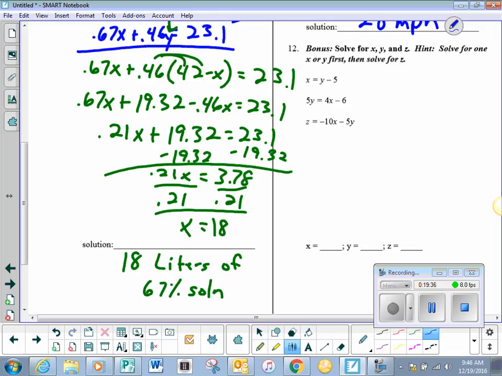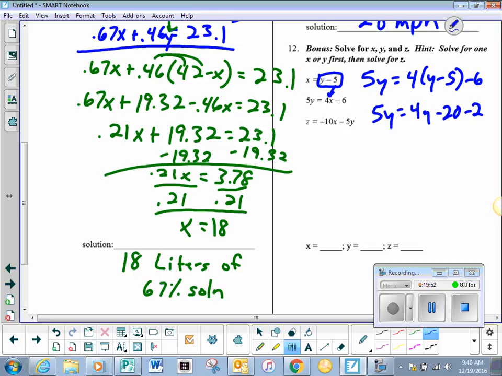Well, could you use this and substitute it in here? Sure. 5y equals 4 times y minus 5 minus 6. So when I do that, I get 5y equals 4y minus 20 minus 6. So then I get 5y equals 4y minus 26. Subtract 4y from both sides. So y equals negative 26.